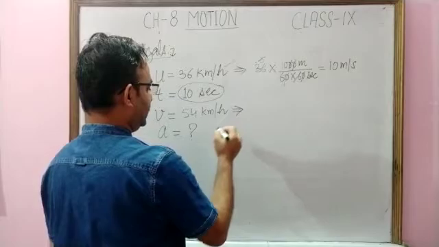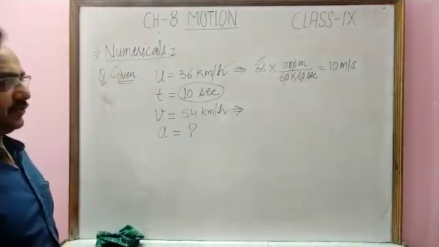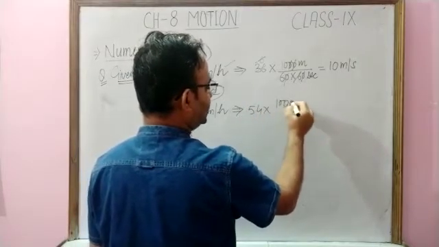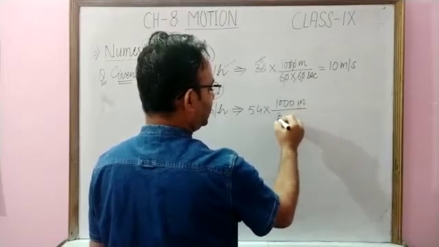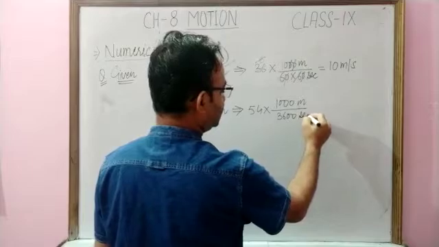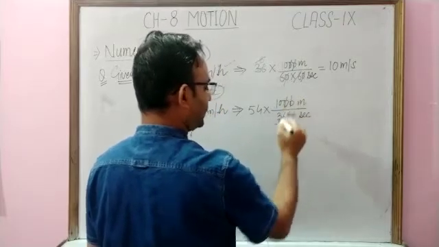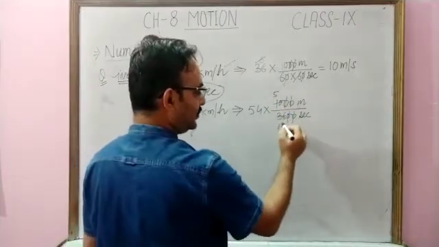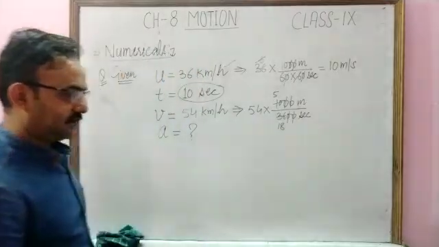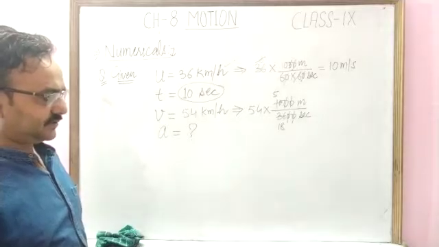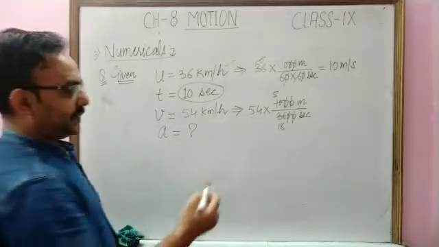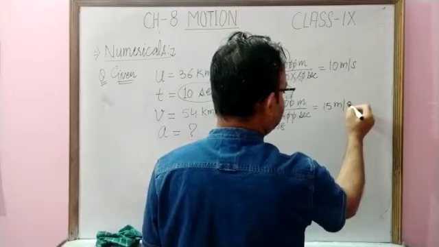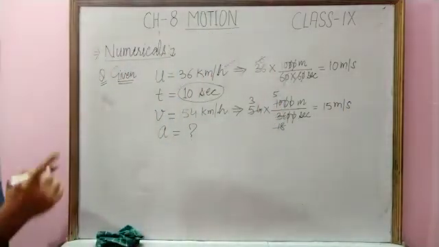Similarly, you have to change 54 kilometer per hour into meter per second. 54 into 1000 upon 3600 seconds. Cancelling: 2 fives are 10, 2 eighteens are 36, and 18 threes are 54, then 15 meter per second. Is it clear?